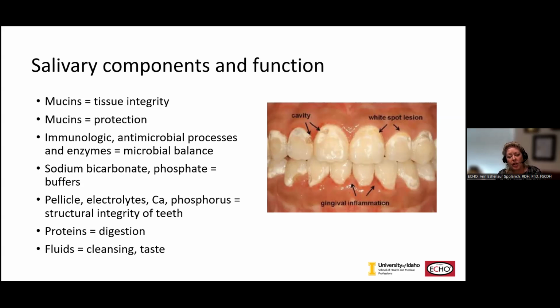We also know that the electrolytes, the calcium and the phosphorus that are in saliva are really essential to maintain the good mineral content of the teeth. So we think about it for structural integrity of the teeth. And the proteins I mentioned are there to play a role in digestion.